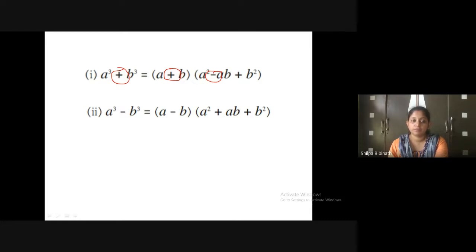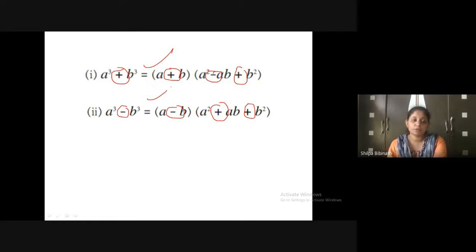Make a note here. Check the second formula, a cube minus b cube. What will be the answer? As here it is minus sign, the first bracket will also have a minus sign: a minus b. What about the next bracket? Everything will be positive. Same for first and second, but here it was minus, now it will become plus. In case of a cube minus b cube, in the second bracket, everything is positive. Okay, keep this in mind.